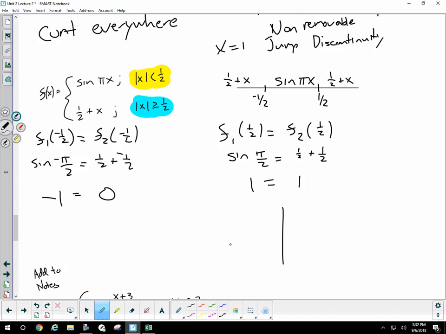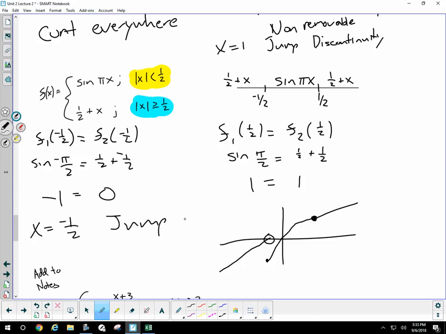So actually, sometimes it helps to see the graph of this one. The 1/2 plus x will stop at 0 when I get to -1/2. The sine starts at -1, goes through 0, and ends up at 1. And then it picks up the line 1/2 plus x from there. So we have a jump at -1/2. Non-removable. It's a discontinuity. This is not great. Something like that.